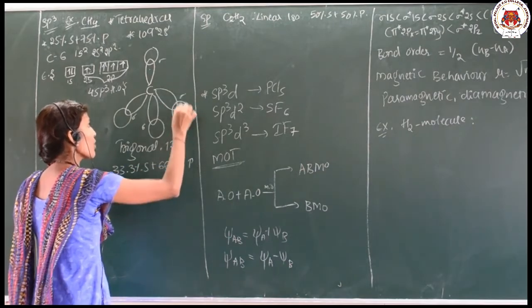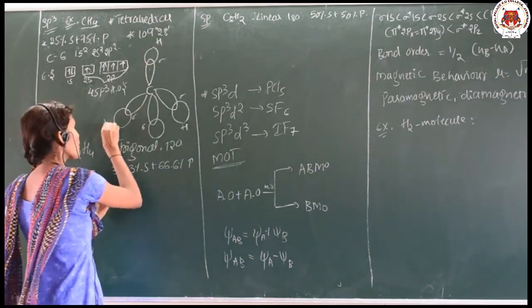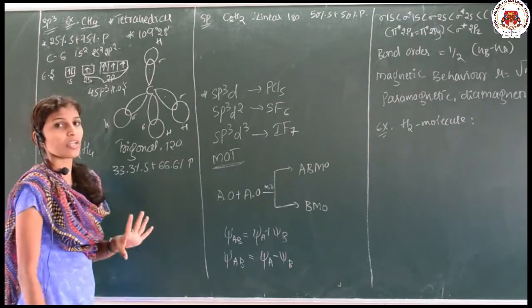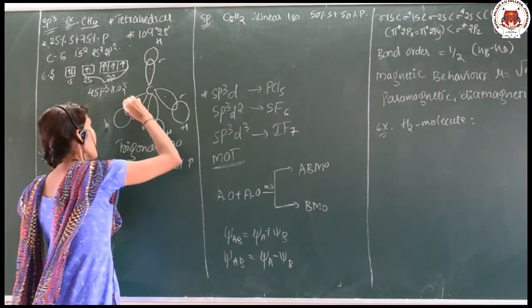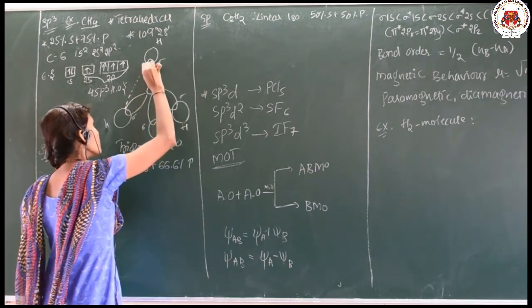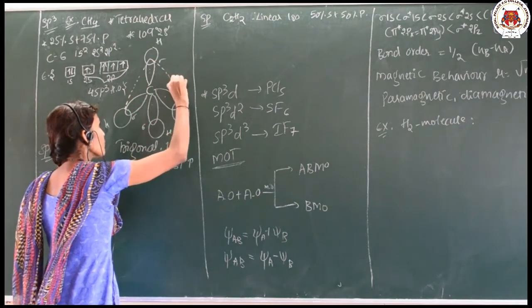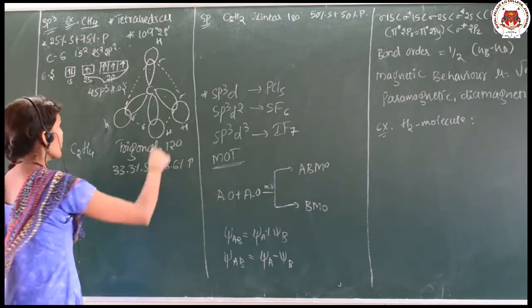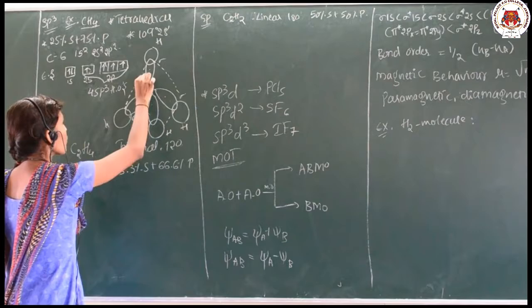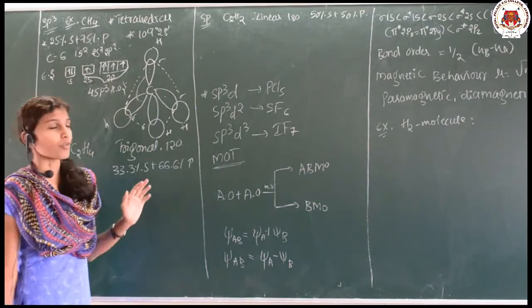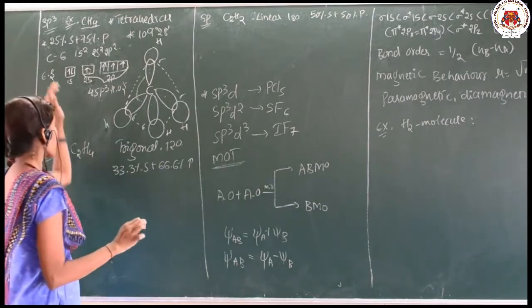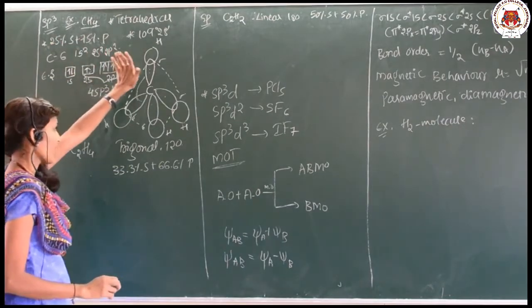These are the 1s orbitals of hydrogen, and these 1, 2, 3, 4 are the 4 sp3 hybrid orbitals of carbon, and here the bond angle will be 109 degree 28 minute, which gives the tetrahedral shape. Clear? So, this is how sp3 hybridization takes place in case of methane.